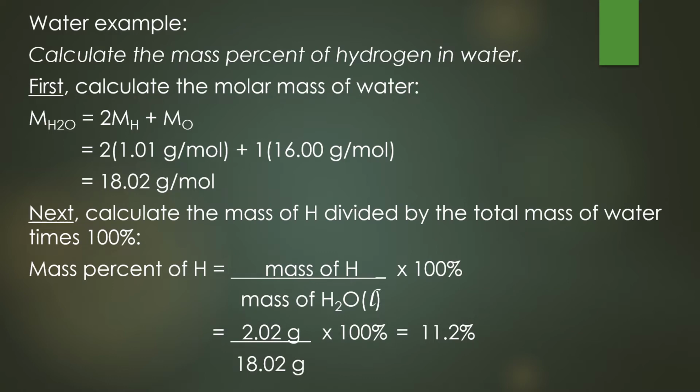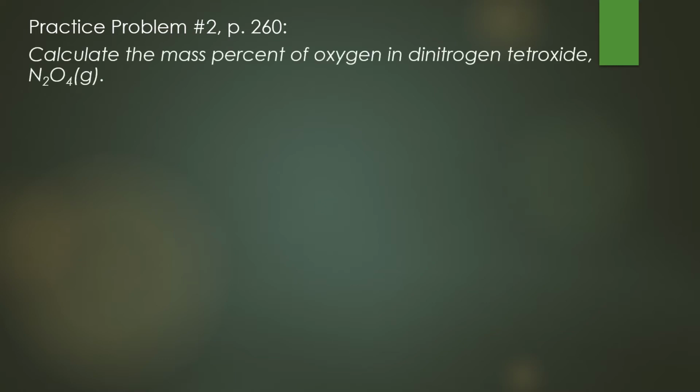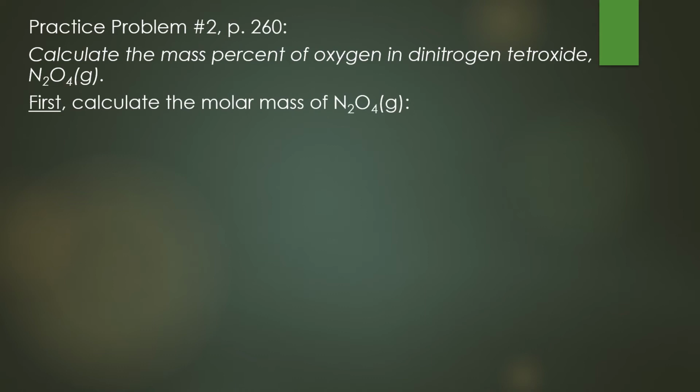So we'll look at another example, and this comes from your textbook. This comes from practice problem number 2 on page 260. You can either pull out your textbook and look at it now, or you can just follow along here. So it says, calculate the mass percent of oxygen in dinitrogen tetroxide, which is N2O4. So first you have to calculate the molar mass of N2O4. You want to pause the video now, you can do so and calculate it and then check with my calculations.